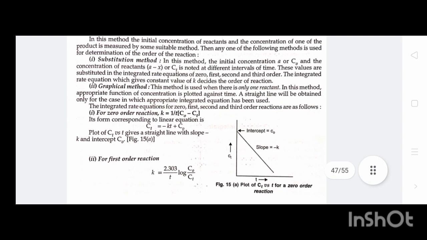Methods for determination of the order of a reaction. There are a number of methods for determining the rate law or order of a reaction. The following methods are commonly used. First is the use of the integrated rate equation. In this method, the initial concentration of the reactant and the concentration of one of the products is measured by some suitable method. Then any one of the following methods is used for determination of the order of reaction. First is the substitution method, second is the graphical method.